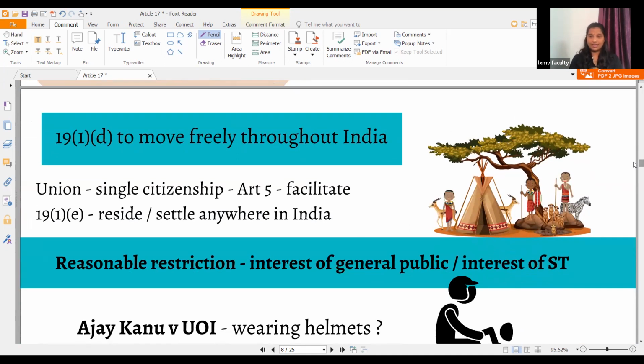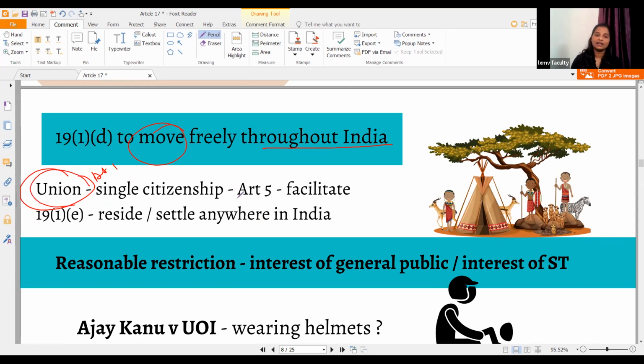Now we have the next thing, which is the freedom to move throughout India. This freedom essentially springs from one particular word, which is union. If you see Article 1, there is a clause, right? India shall be a union of states, Bharat shall be a union of states. So it is a union, which means we are all one.